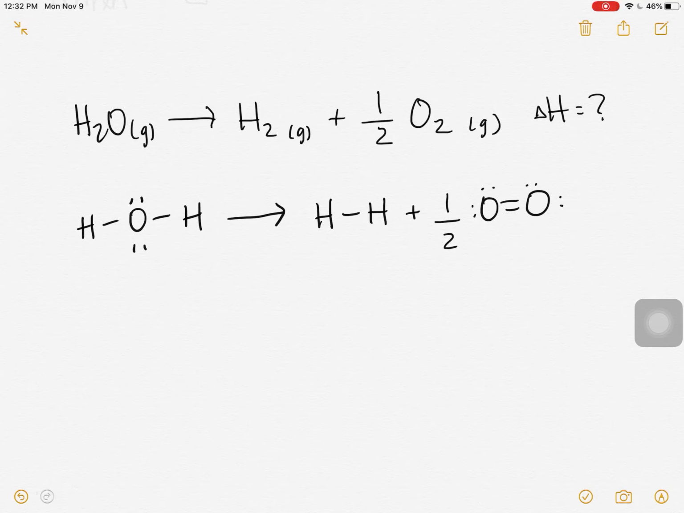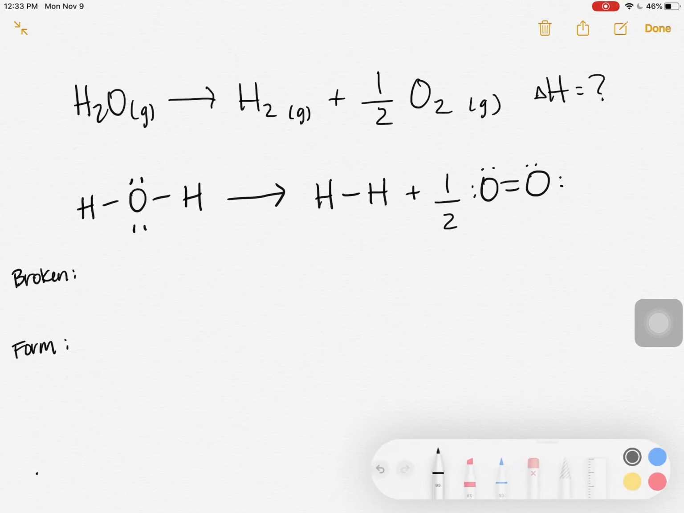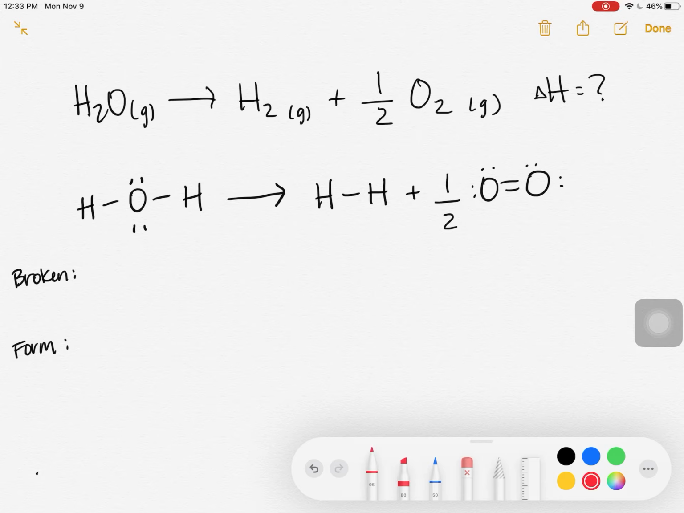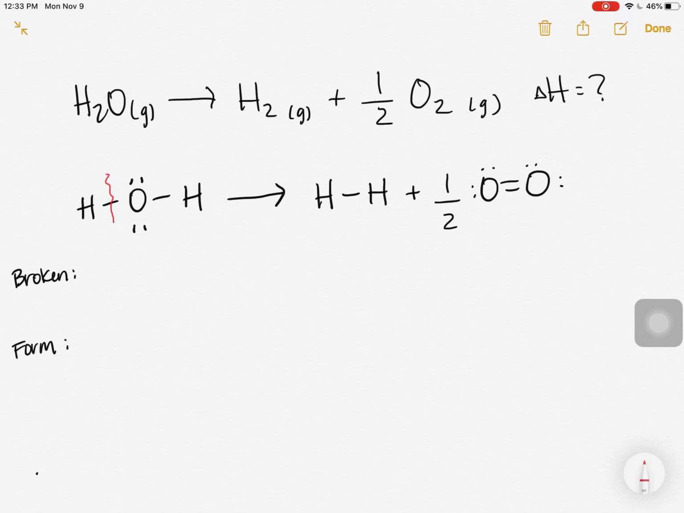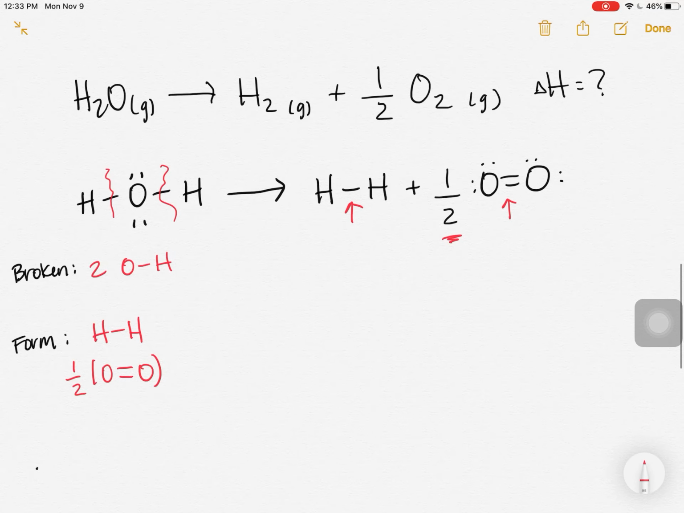So there's my decomposition of H2O into hydrogen and oxygen gases, but in Lewis structure form. And so now we can think about what bonds we broke and what bonds we formed. In terms of what we broke here, we definitely broke a hydrogen-oxygen and another hydrogen-oxygen, so we broke 2 OH single bonds. That's it. And then what did we form? Well, we formed an HH bond, and we formed half, which is kind of funny, of an O double bond.